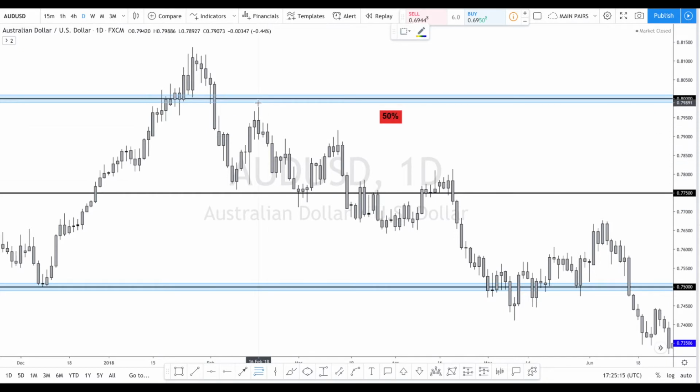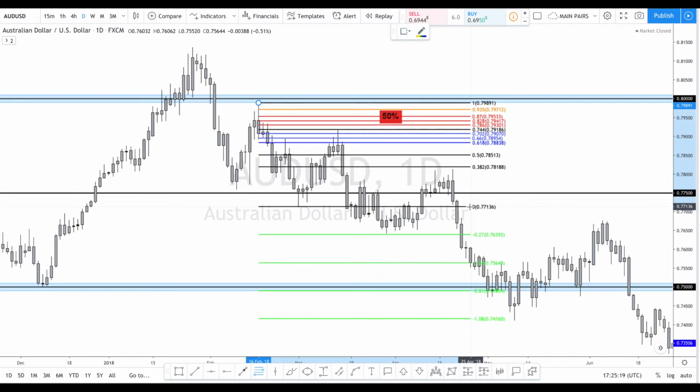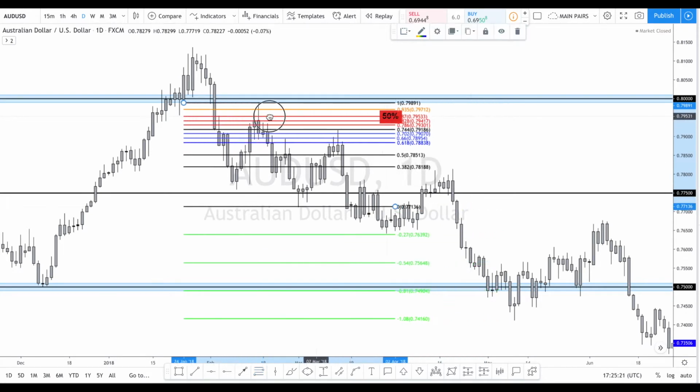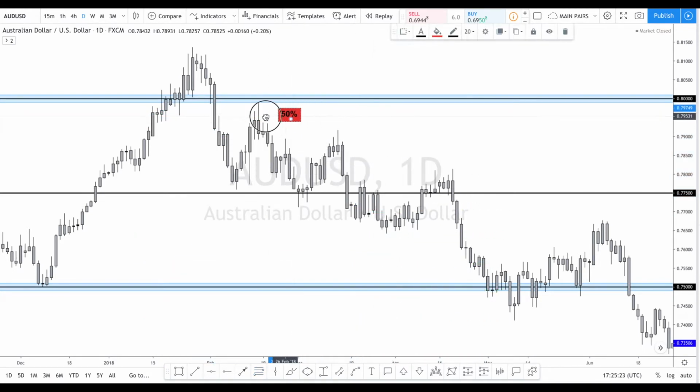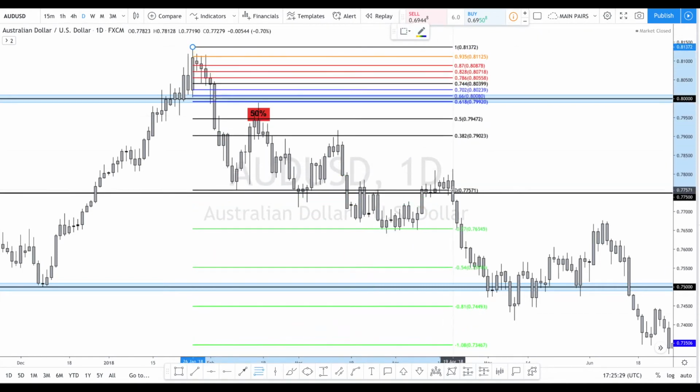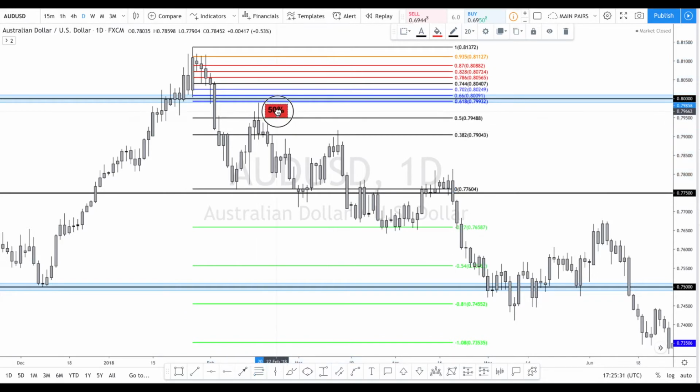So our next high would be here, down into here. So this one. So this was our first 50%. I just want to keep them highlighted on each pullback area so I don't forget. So this was our 50% pullback right here.